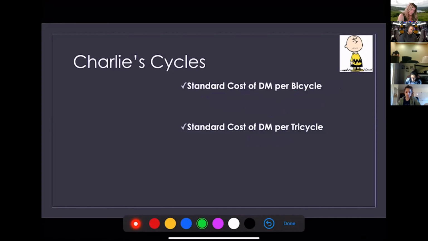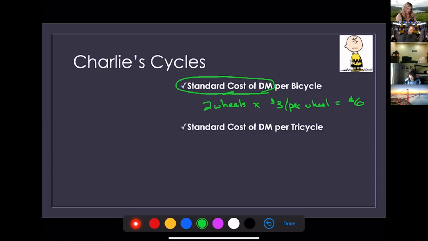So based on that information, if we want to calculate the standard cost of direct materials, what is it going to cost us in direct materials for bicycles? That would be our 2 wheels at $3 per wheel. $6 of direct material cost. That's our standard cost for a bicycle.